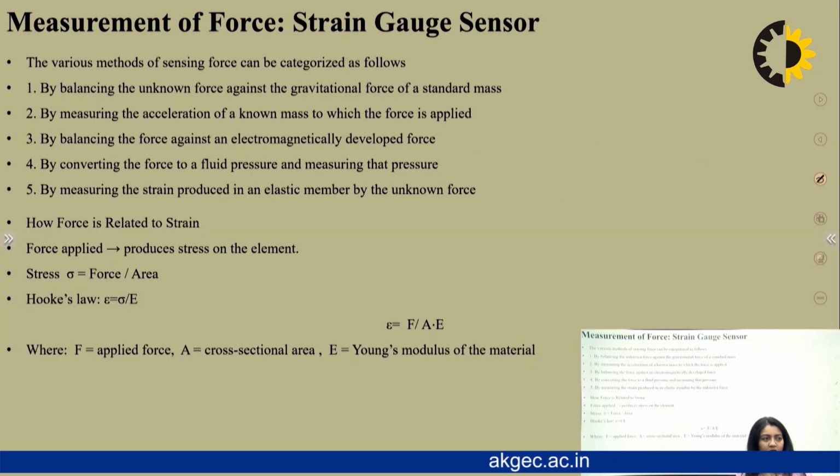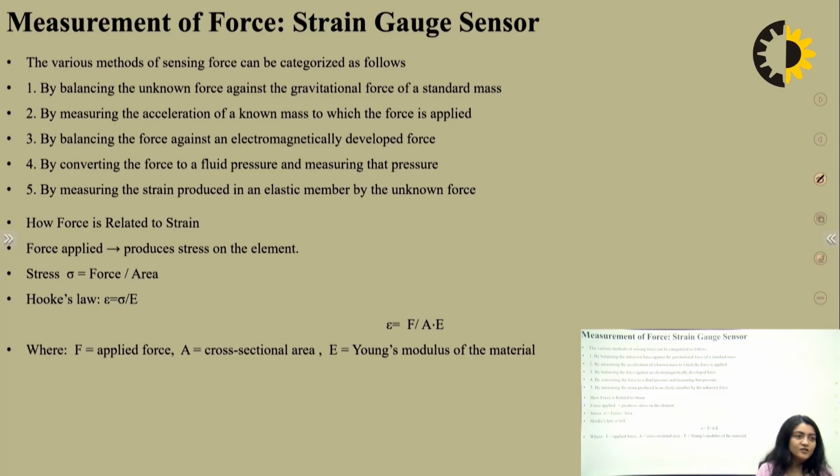Okay. So, the various methods of sensing force can be categorized as follows: by balancing the unknown force against the gravitational force of a standard mass, by measuring the acceleration of a known mass to which the force is applied, by balancing the force against an electromagnetically developed force, by converting the force into a fluid pressure and measuring the pressure, by measuring the strain produced in an elastic member by an unknown force. So, these are the methods that you can use to measure the force.